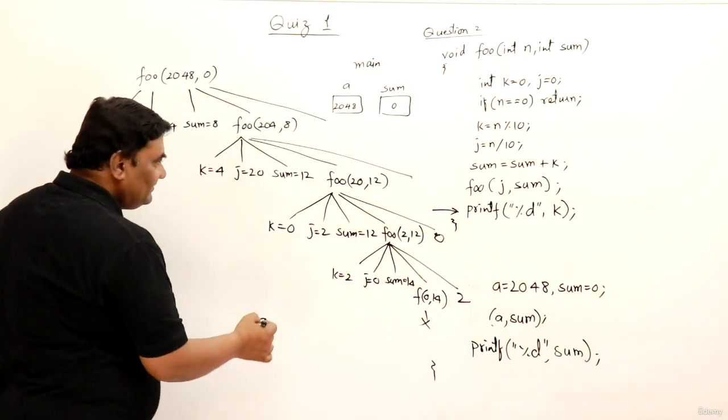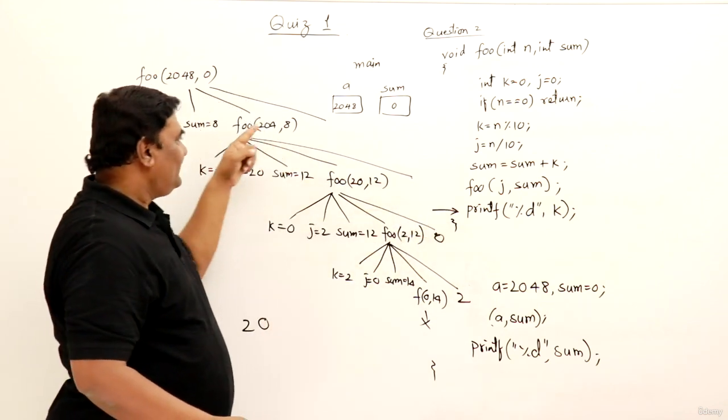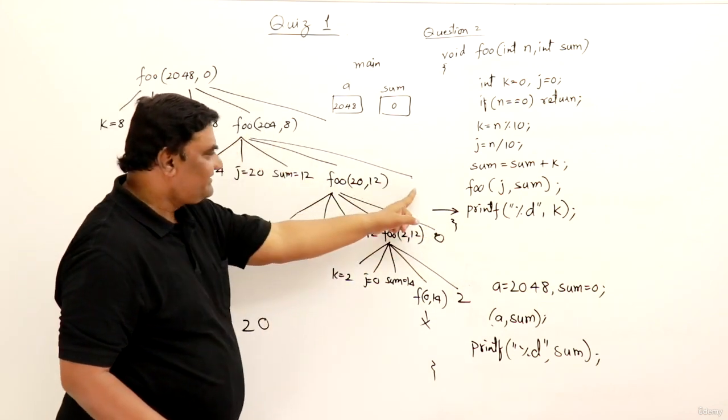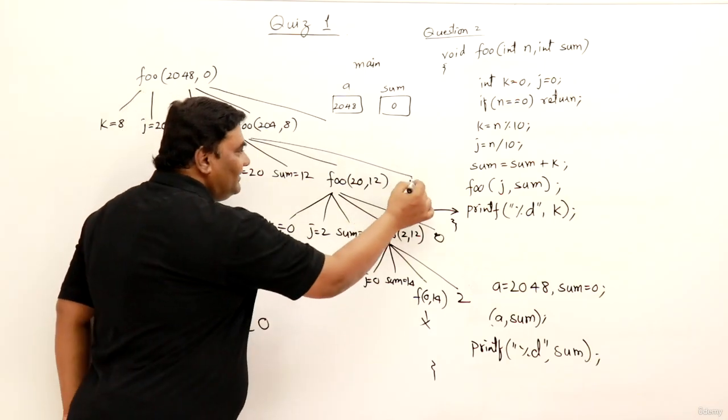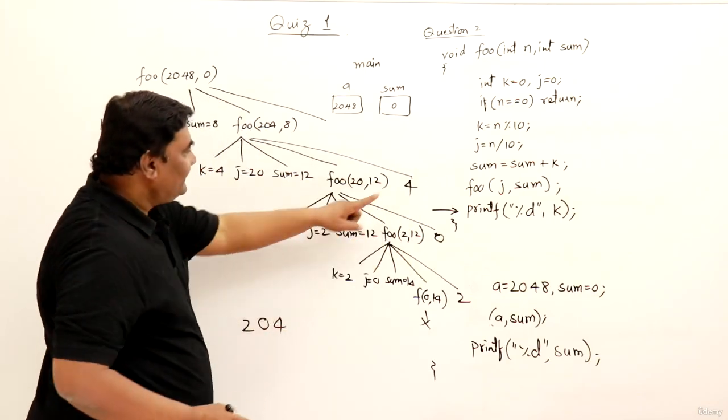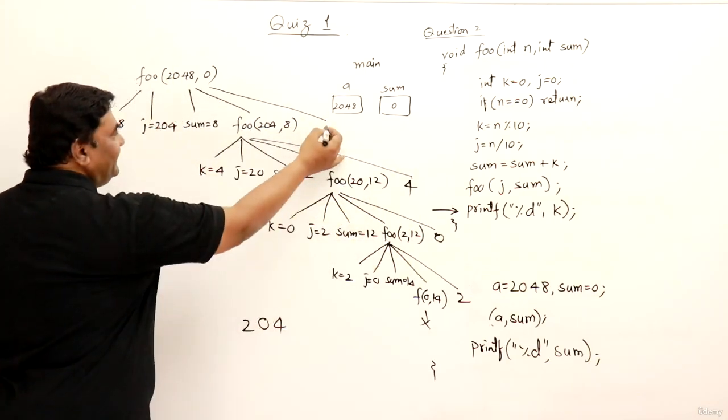So this is 0. Then this finishes. Go back to the previous call in this one. So this is remaining. Print k. What is k? 4. So print 4. Then go back to the previous call. This is remaining. So print k.